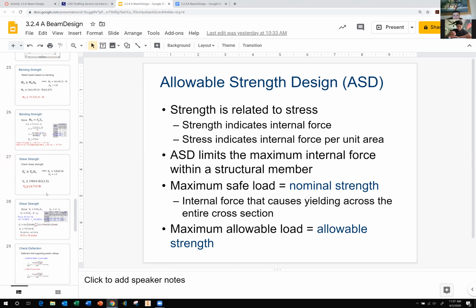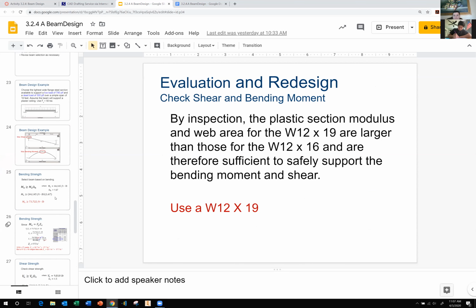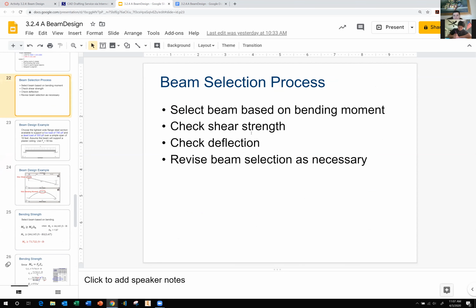So what is the process with ASD? It's basically this. You select your beam based on the bending moment. Then you check it against shear strength. You check it against deflection. And if it passes all three tests, then your beam is good. If it fails any one of the tests against shear strength or deflection, then you have to go over it all over again.